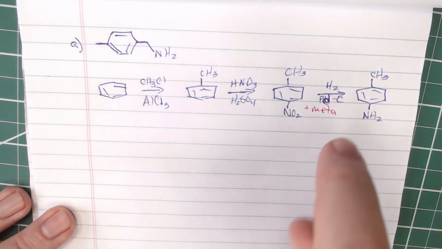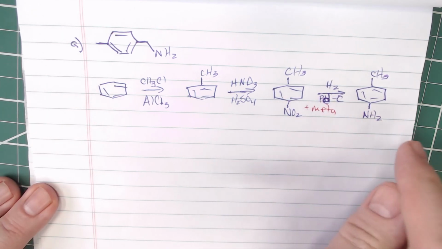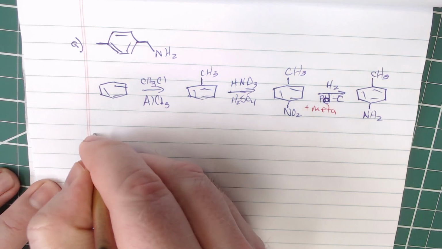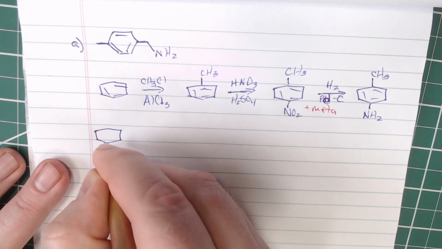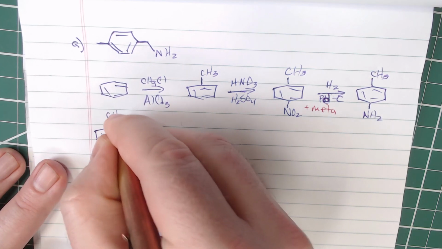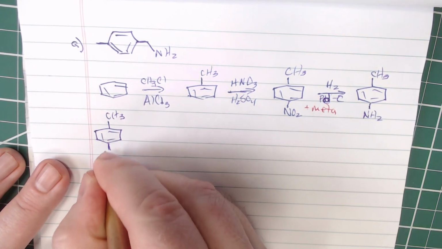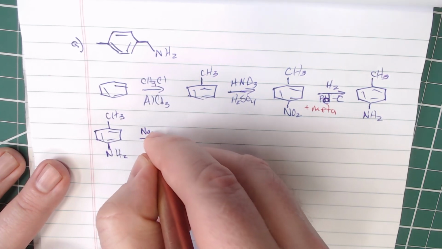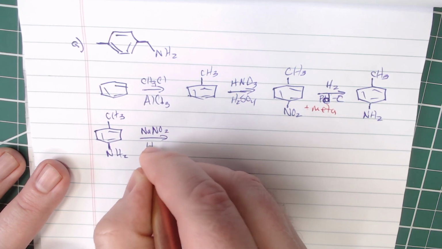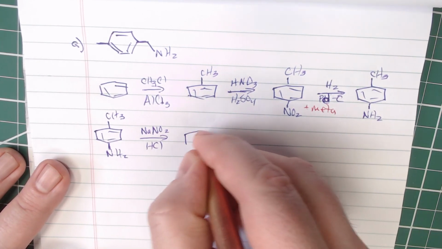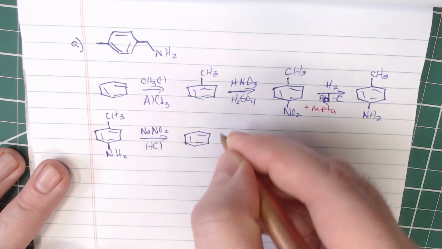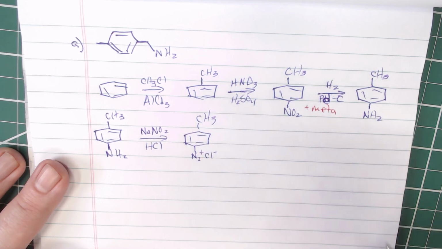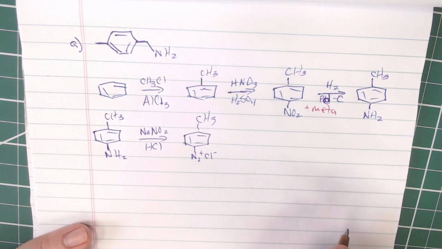All right. Now that we have that amino group, we're going to convert this into the diazonium salt. I'll go ahead and redraw that. So CH3, NH2. We'll convert that into the diazonium salt using sodium nitrite and HCl. Okay, so now we have that diazonium salt.